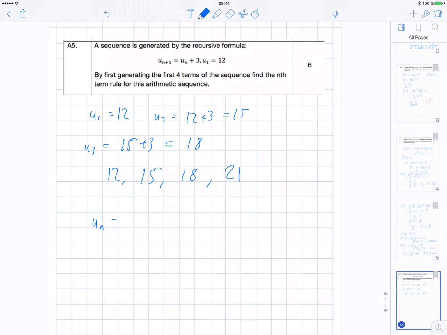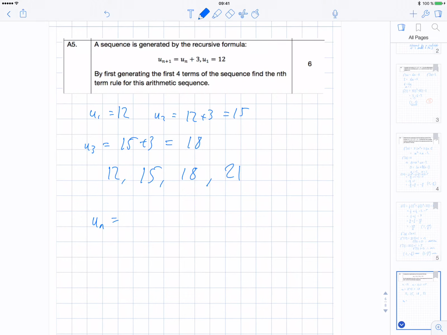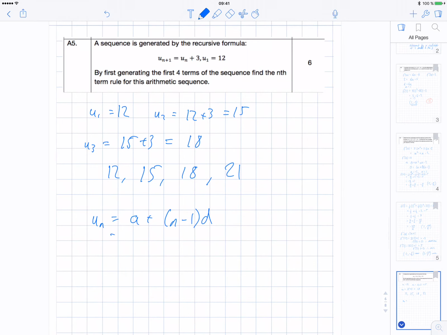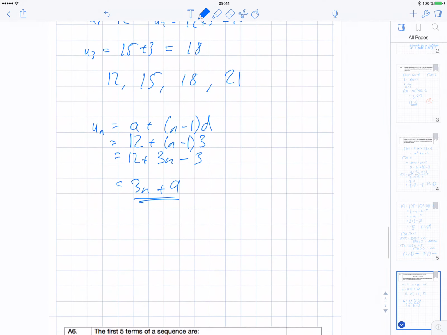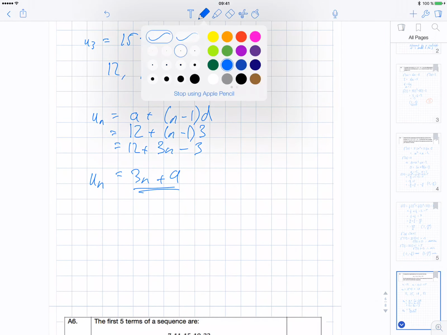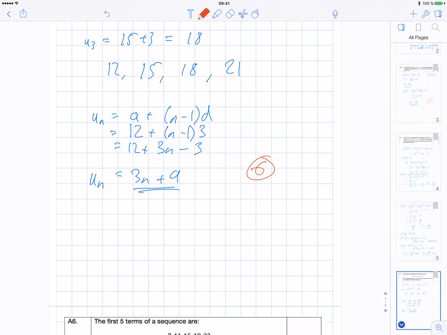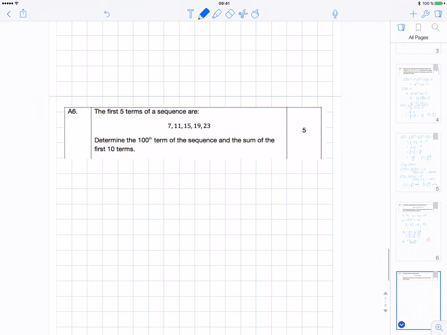So I just got un is equal to, now remember it's a plus n minus 1 times d. There are other ways of doing this. A is the first term, n minus 1, and the difference is 3 every time, which is equal to 12 plus 3n minus 3, so that's equal to 3n plus 9. And that was 6 marks. So if you can see, the previous question required a lot of working, that one required very little indeed.